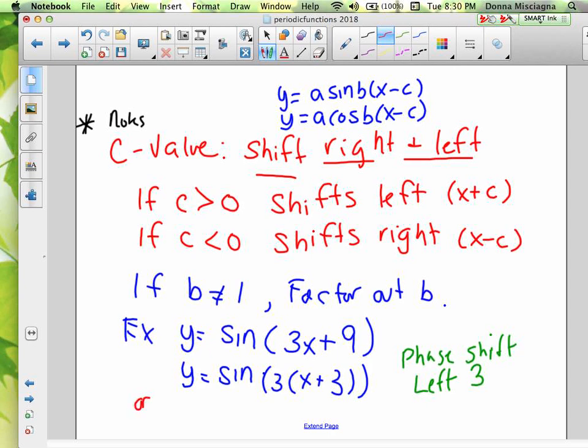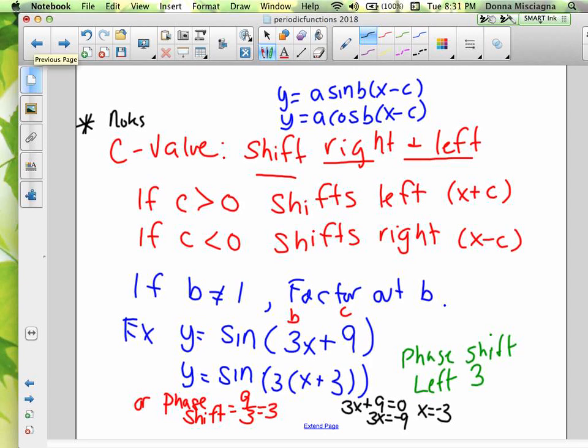Alternatively, for the phase shift, this is the c and this is the b, so you can also do 9 divided by 3, which is 3. But like I said, you have to identify your b for your period anyway. I kind of just like the first method, but I figured I would show that to you. Or you can also do, let me use a different color here, 3x plus 9 equal to 0. So 3x is negative 9, x is negative 3.